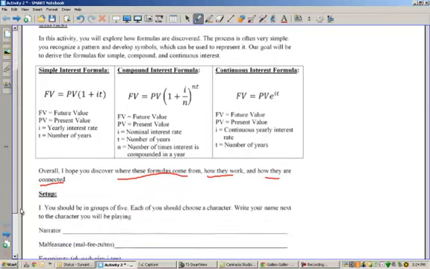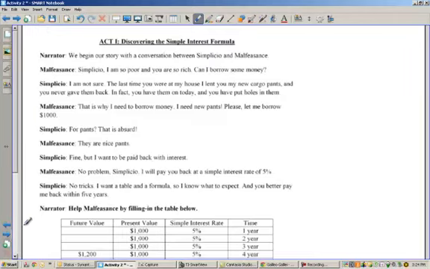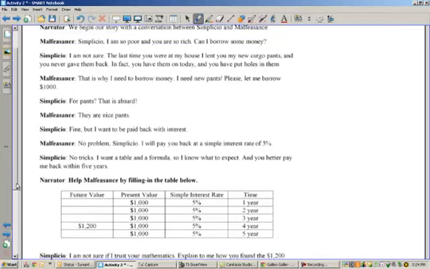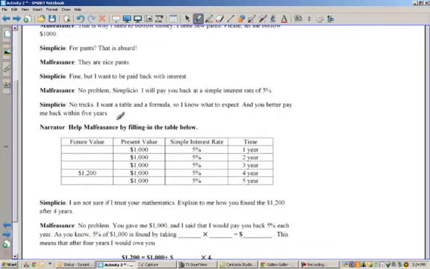In this activity, there are 5 characters. The narrator; Malfeasance, who is sort of the evildoer; Equanimity, the person who brings balance to this situation; Simplicio, the person who's really struggling to understand what's going on here; and the banker. In Act 1, we meet Malfeasance and Simplicio. Malfeasance wants a loan for $1,000, and Simplicio says, "Okay, fine, but I want to know how much you're going to pay me back each year." Malfeasance says, "Fine, no problem. I'm going to pay you back at a simple interest rate of 5%, and I can fill out this table for you and tell you exactly how much I'm going to give you."